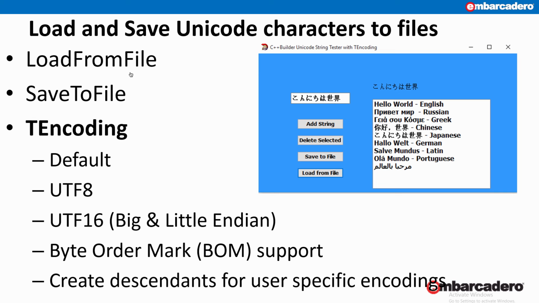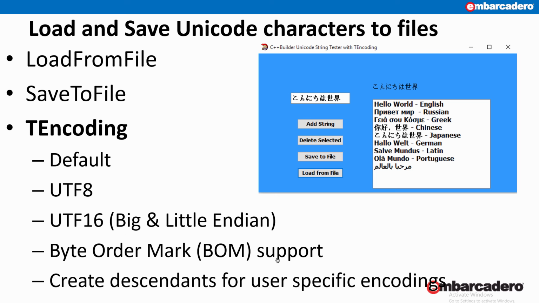Well, the LoadFromFile and SaveToFile methods now have a second parameter, which is the TEncoding class. The TEncoding class has a static property where you can specify the encoding, either ASCII or UTF-8 or Unicode or Unicode Big Endian. And if you look at the TEncoding class, you'll see it has different field types like Default, UTF-8, UTF-16 with Big and Little Endian and byte order mark support.